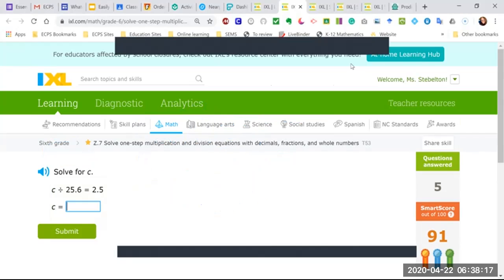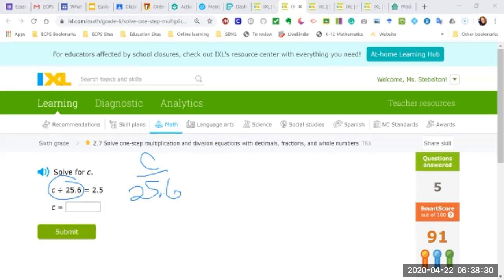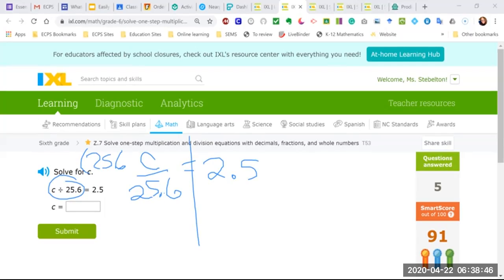So this problem, we're going to rewrite this as a fraction again. So that's going to be C over 25.6 equals 2.5. To solve it, we're multiplying by whatever number's on the same side of that equal sign as the letter or the variable. So this is 25.6. That cancels it out over here, leaving us with C equals, and then we're going to multiply this times 25.6.